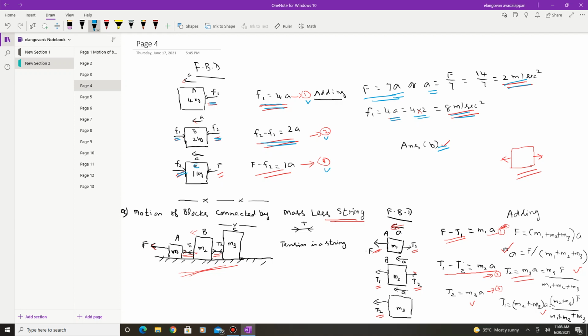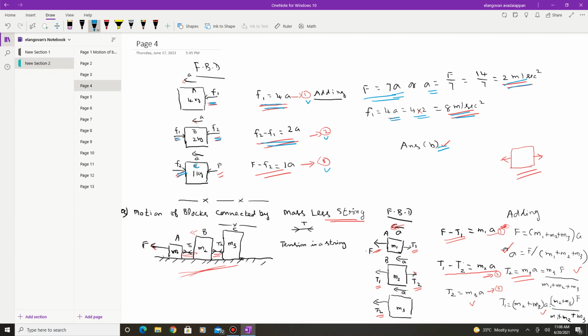The next is we are going to discuss the motion of blocks connected by massless string. There are 3 blocks we are considering: block A, block B and block C. The masses are M1, M2 and M3. And the force F is acting. So you are connecting a string between block A and B and block B and C.